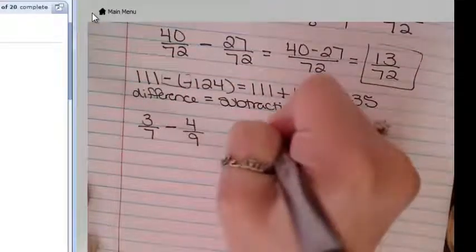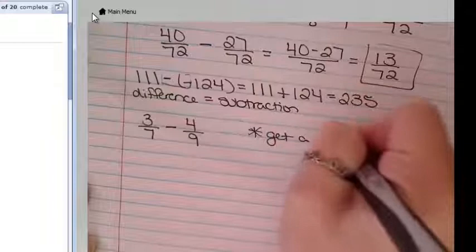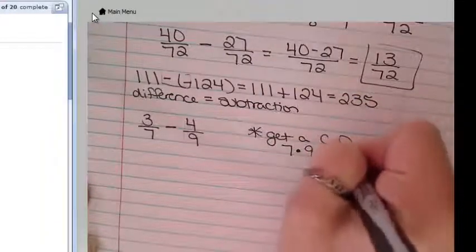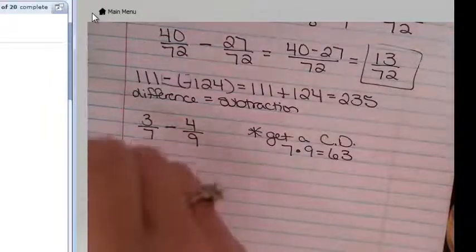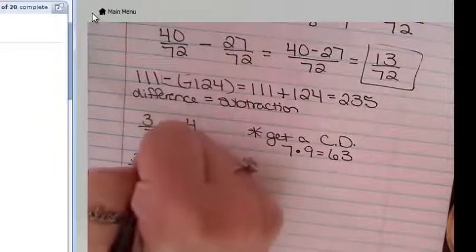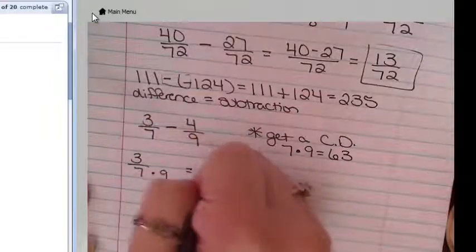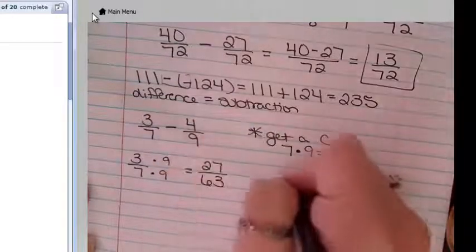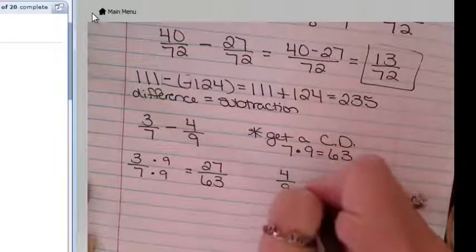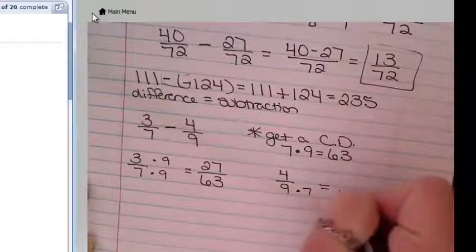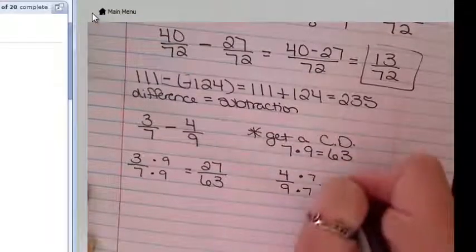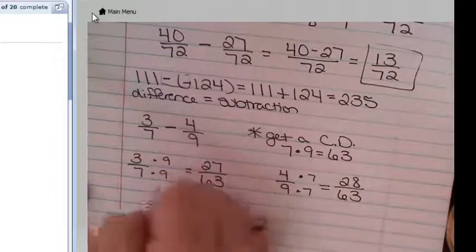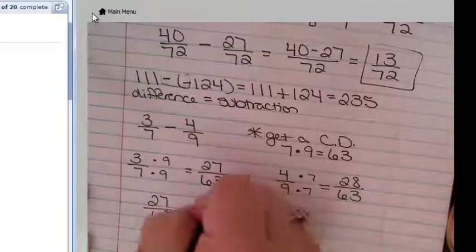We have to get a common denominator. So 7 times 9 is 63. So 3 over 7, we times the bottom by 9, which will give us our 63. Means we need to times our top by 9, which will give us 27. We're looking at our 4 over 9, we're timesing the bottom by 7, which will give us our 63, which means we times the top by 7, which will give us our 28. So we have 27 over 63 minus 28 over 63.